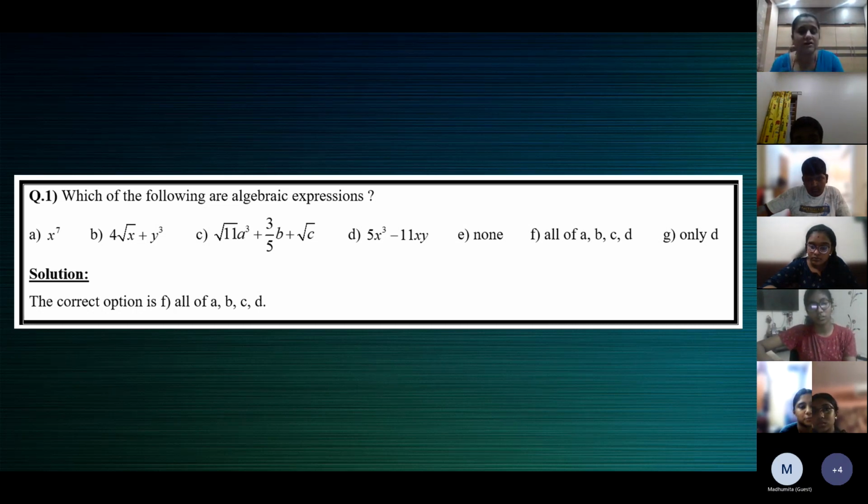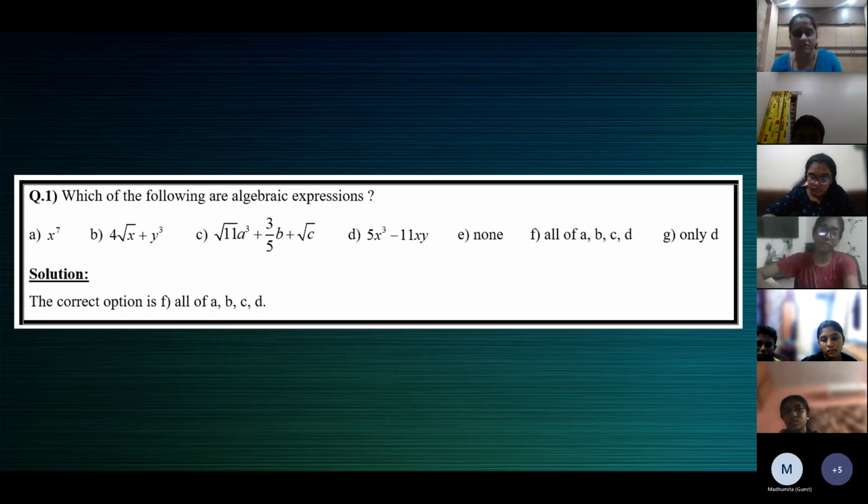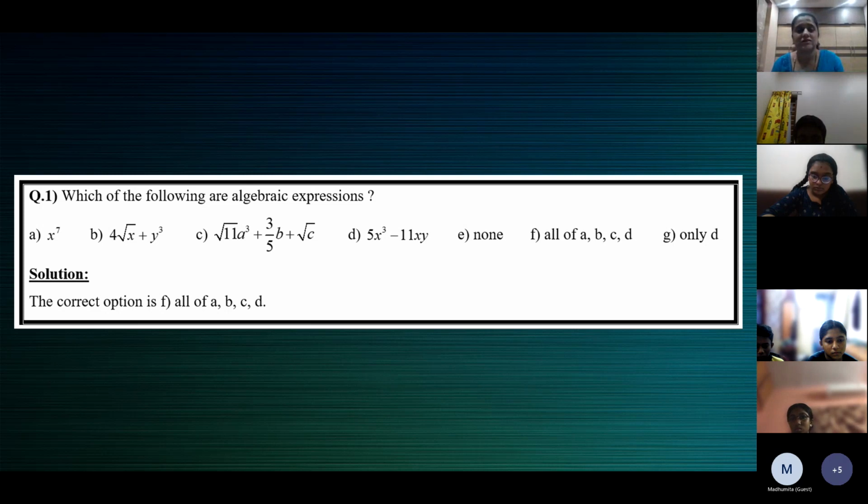What do you call it in terms of the degree of the polynomial? In terms of degree? What's the degree of x to the power 7? 7, ma'am. The degree is 7. Yeah. It's a polynomial in one variable of degree 7. x to the power 7 is a polynomial in one variable x of degree 7.